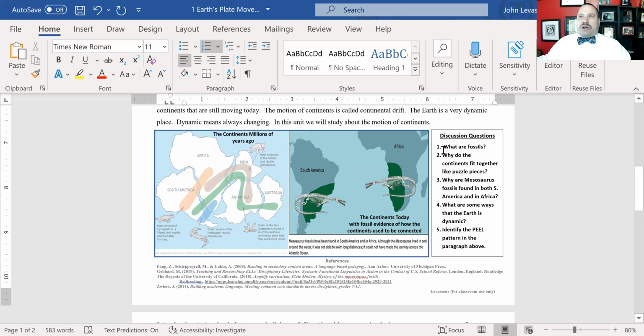So your discussion questions for your group: What are fossils? Why do the continents fit together like puzzle pieces? Why are Mesosaurus fossils found in both South America and in Africa? What are some ways that the Earth is dynamic? Identify the PEEL pattern in the paragraph above. PEEL is present, explain, example, link.